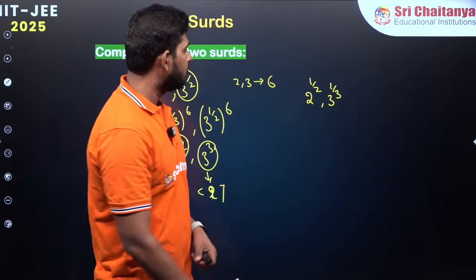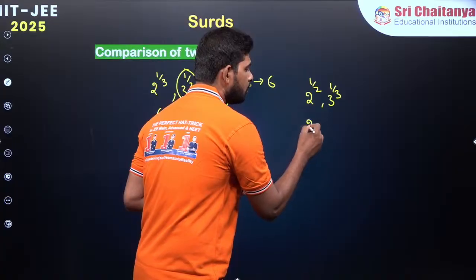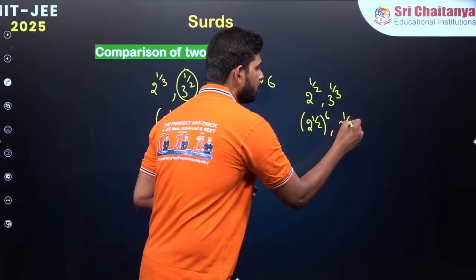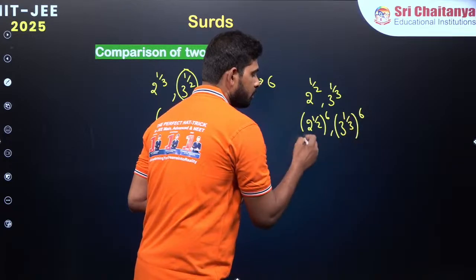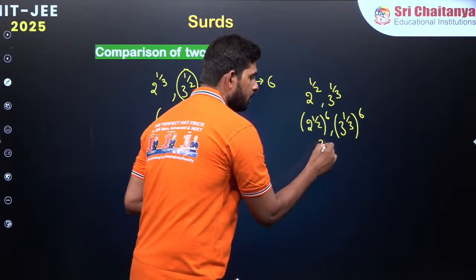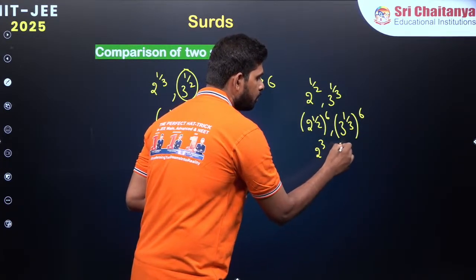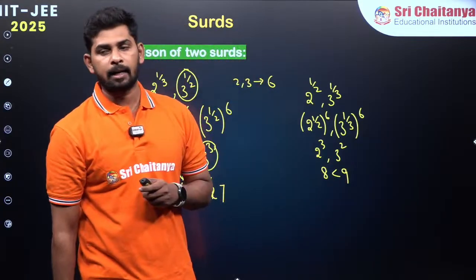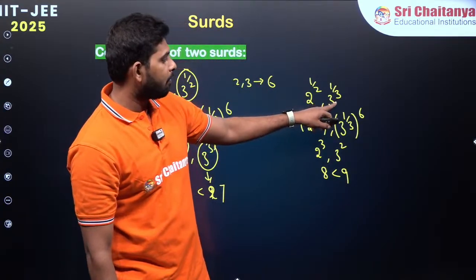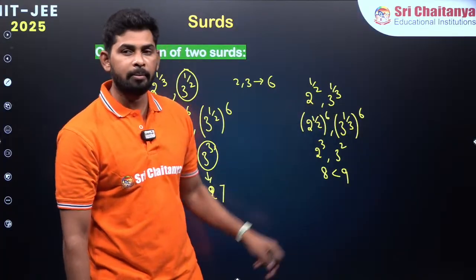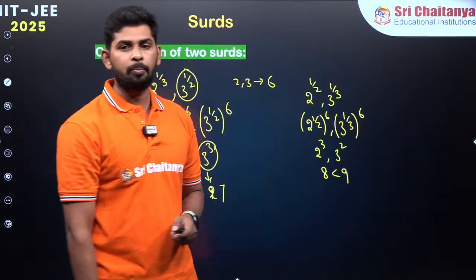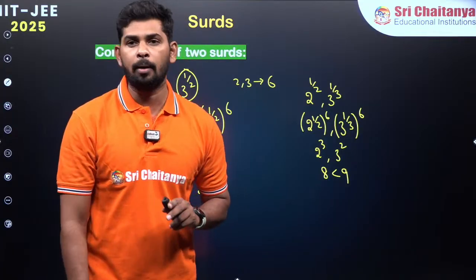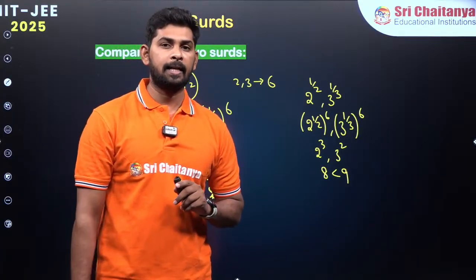Bhargavi, you did correct, that you are taking power 6 for both the numbers. So 3 power 1 by 3 whole power 6 here is going to give us 3 power 2, and 2 power 1 by 2 whole power 6 gives 2 power 3. So 9 and 8 here. We know that 9 is greater than 8. So 3 power 1 by 3 is going to be bigger than 2 power 1 by 2.